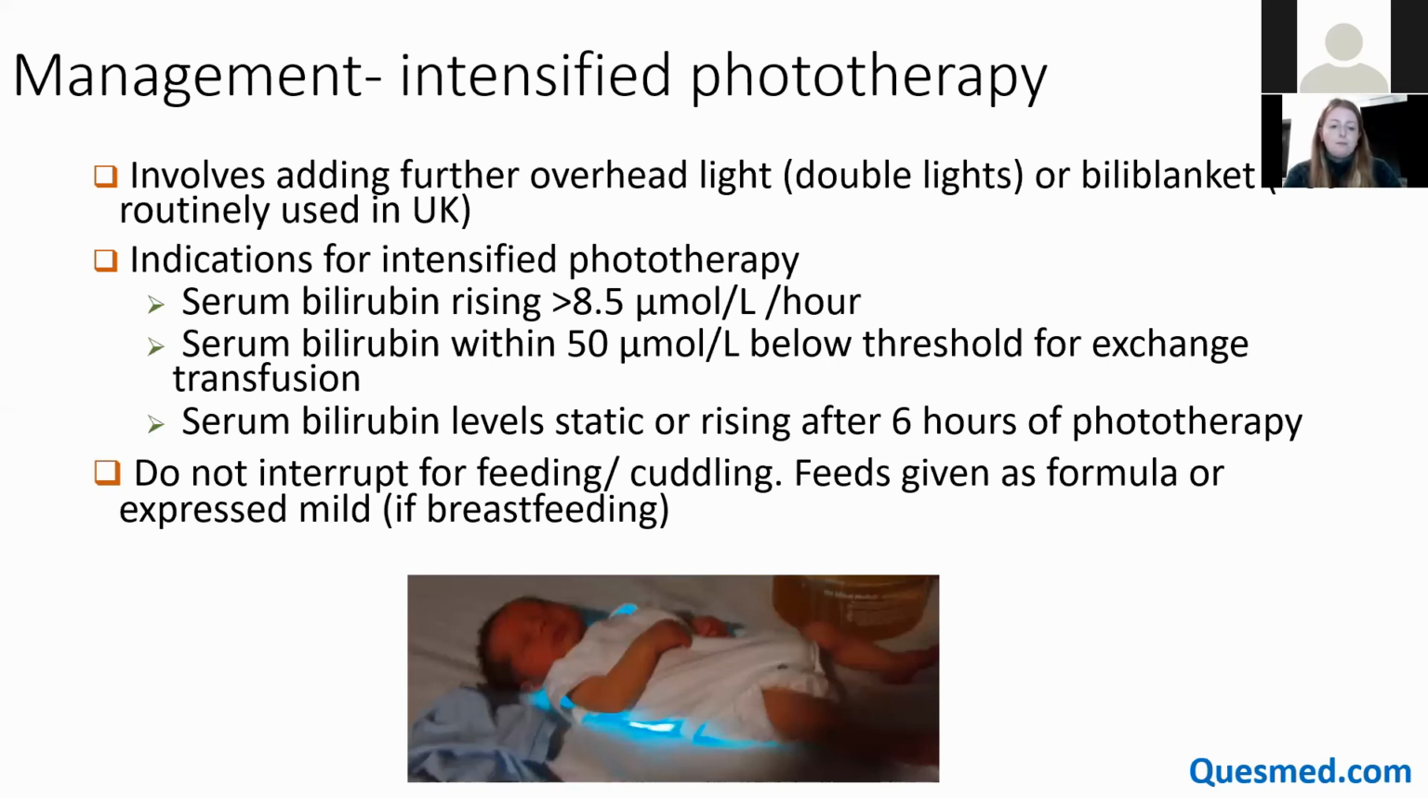In intensified phototherapy, you want to try and minimize the amount of time the baby's spending away from the lights, because there's a reason why they're on the intensified phototherapy. So you might suggest that feeds are given via formula or expressed milk rather than breastfeeding directly, so that the baby just stays under the lights for as long as possible.